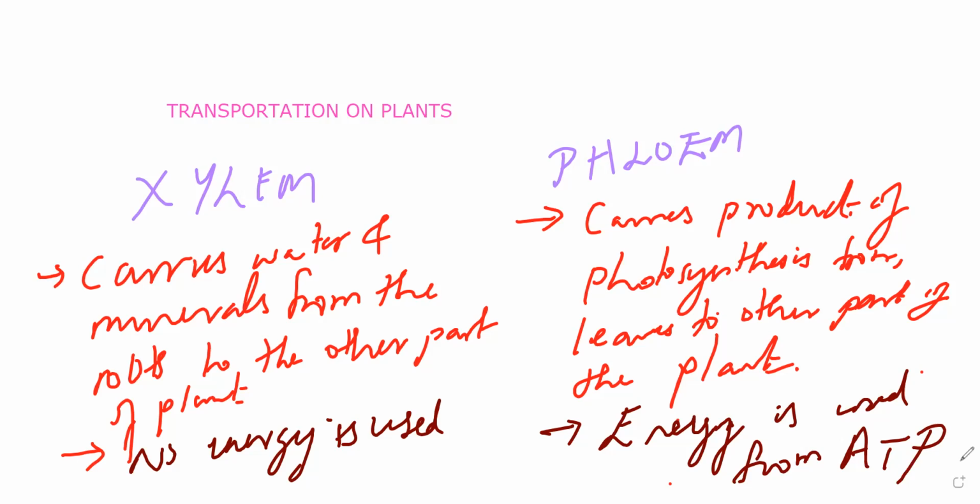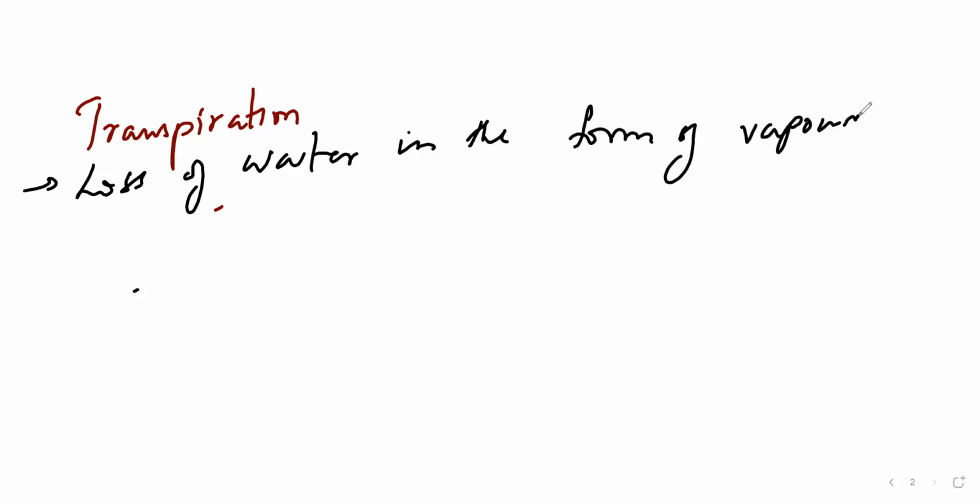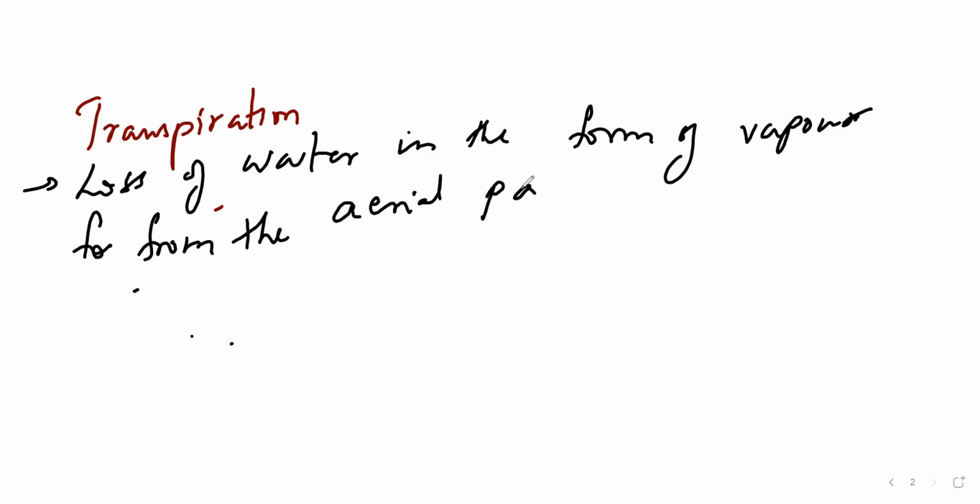Then just like we have evaporation, there is something called transpiration in plants. So basically, evaporation we all know, correct? Losing water in the form of vapor. So here also, transpiration is loss of water in the form of vapor from the aerial parts of the plant. It's very simple. Just think about evaporation, you'll get transpiration too.